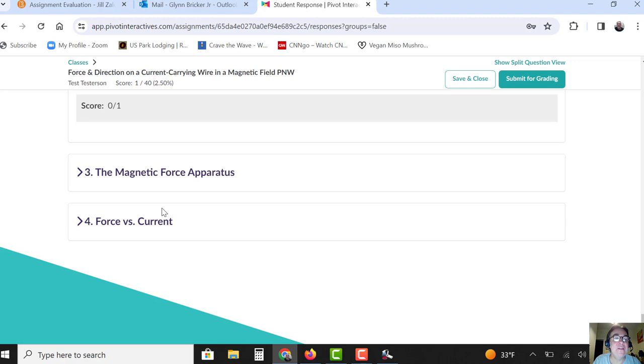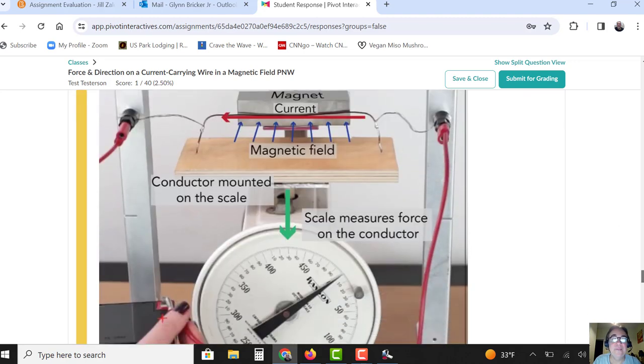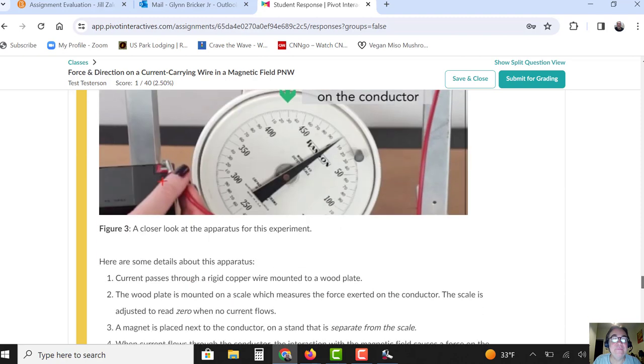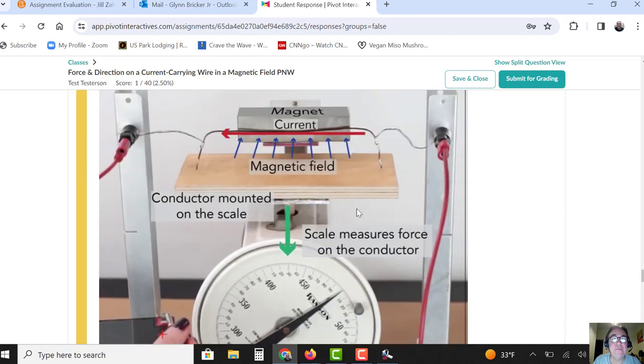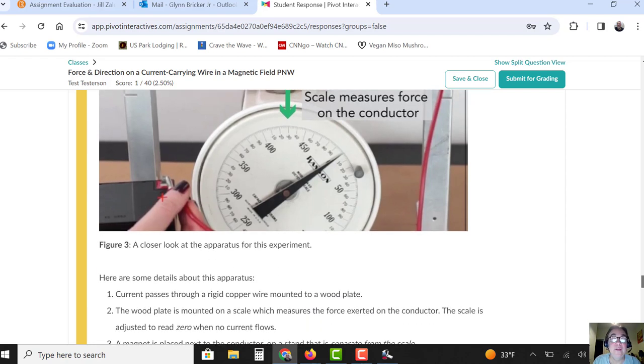Excellent. And then the magnetic force apparatus here. This is the next section. Same idea. There's going to be a current flowing through here. The scale down here is calibrated in grams. So you'll have to convert whatever it is in grams to kilograms, multiply it by 9.8. That will give you the amount of force in newtons.